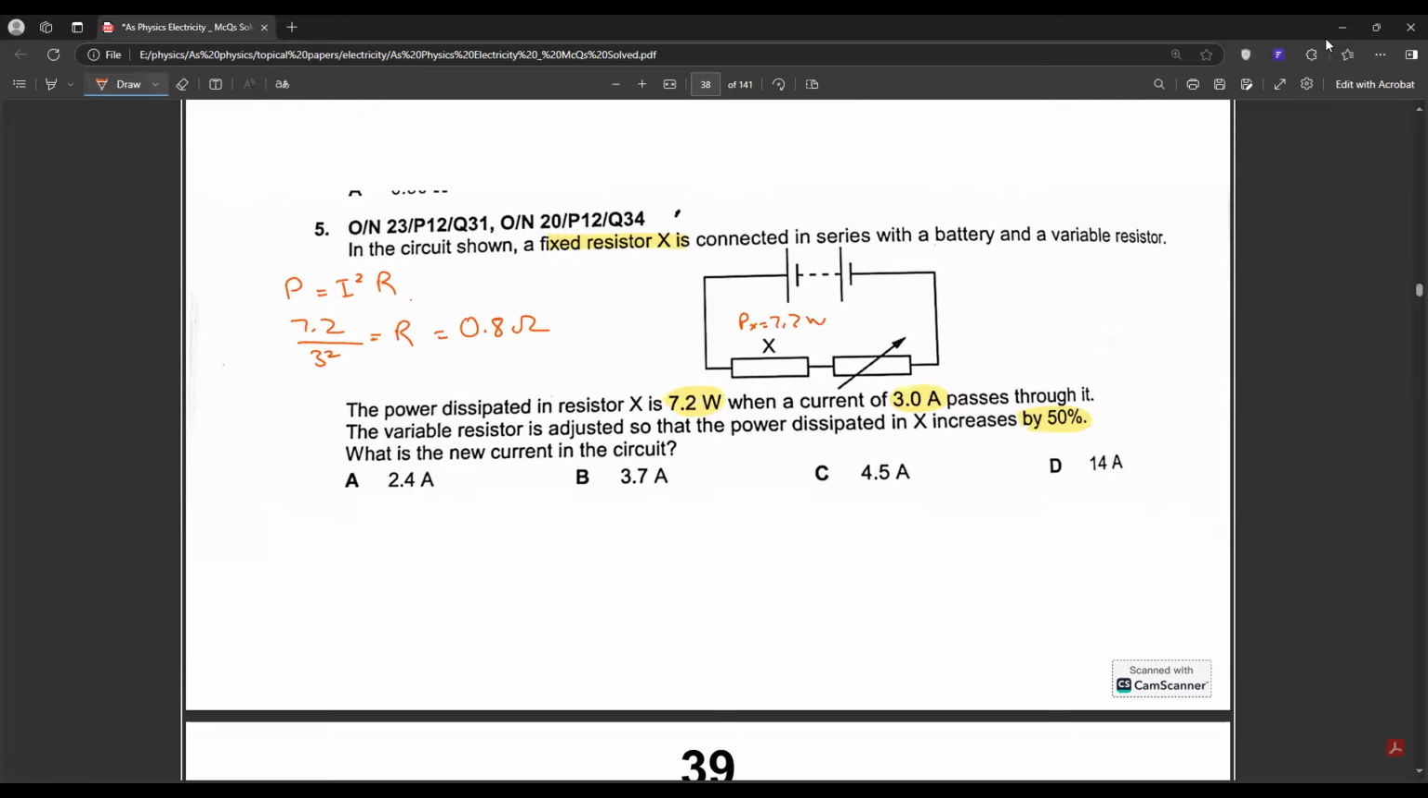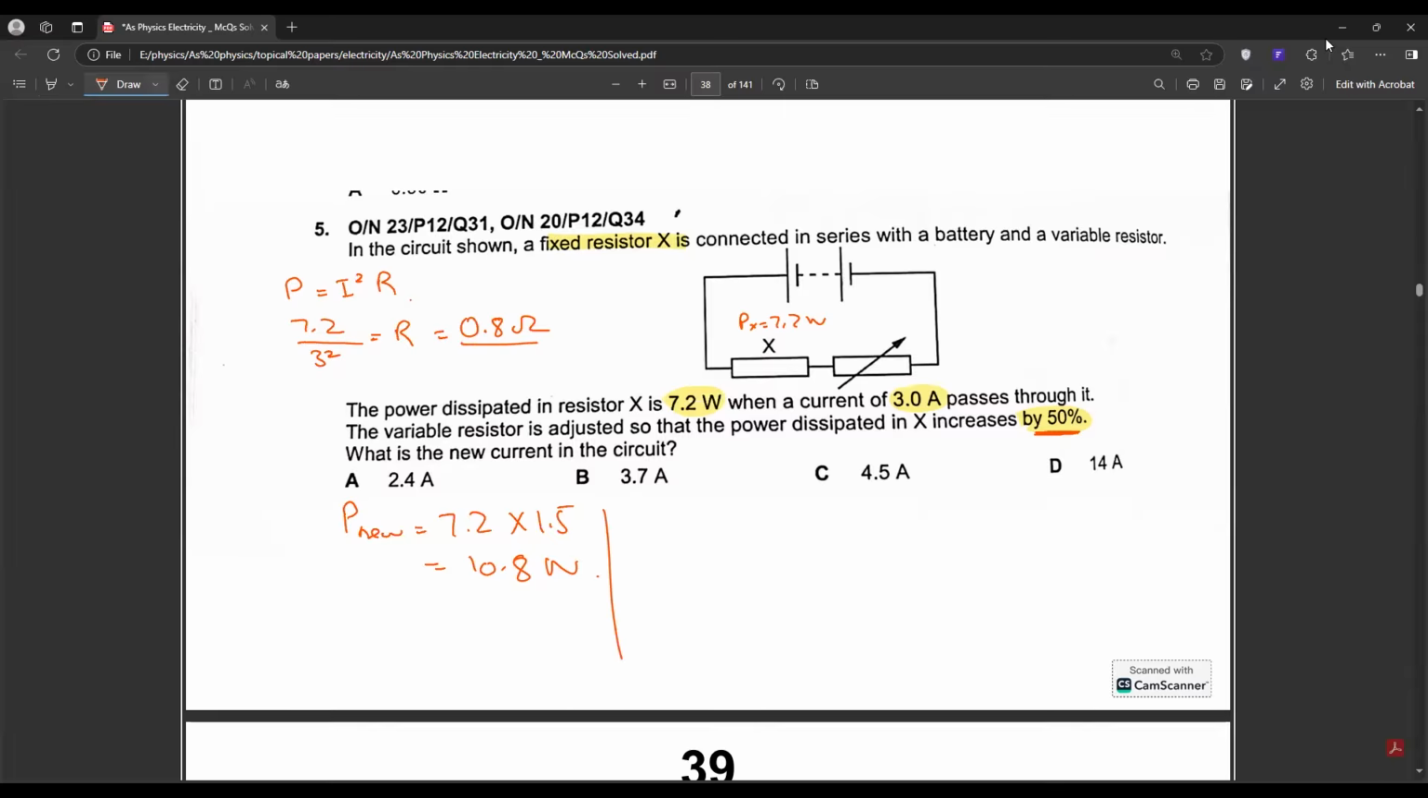Now the variable resistor is adjusted such that the power increases by 50%. So the new power across X will be 7.2 into 1.5. This equals to 10.8 watts. Your resistance will remain same.